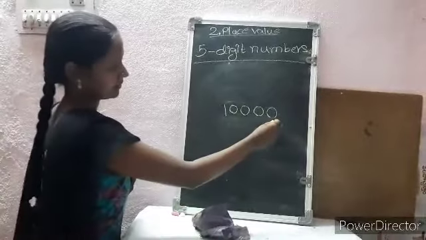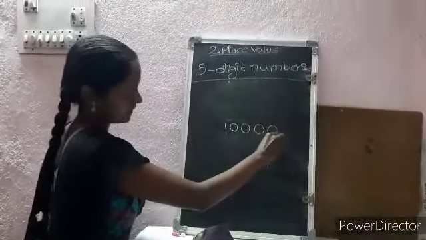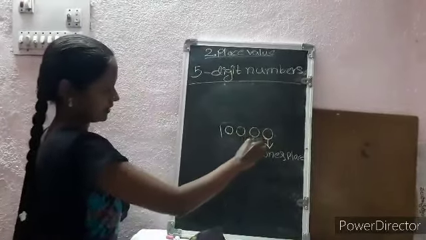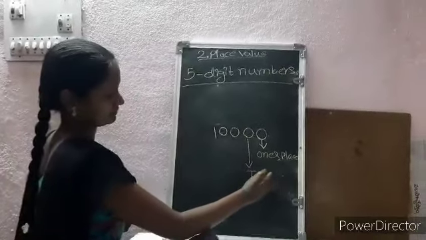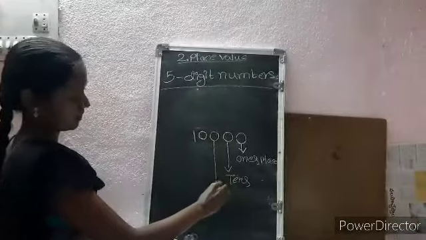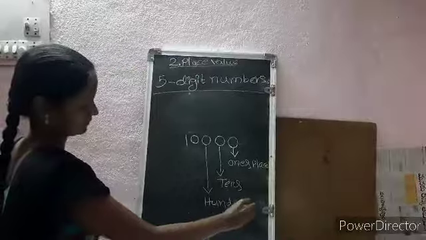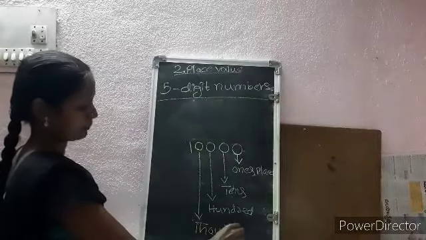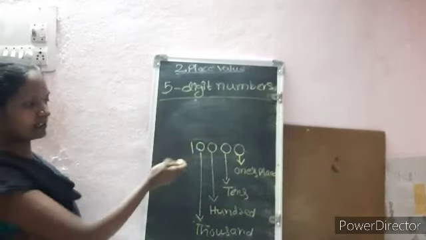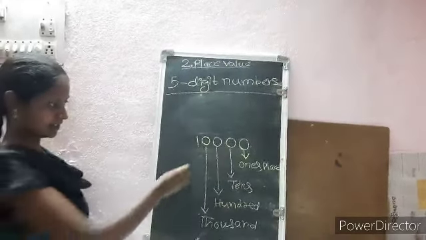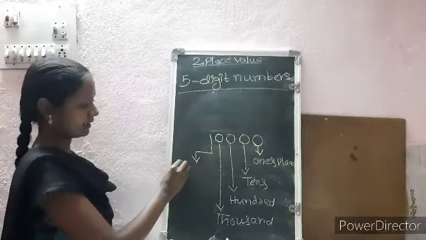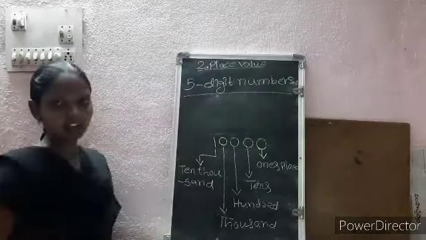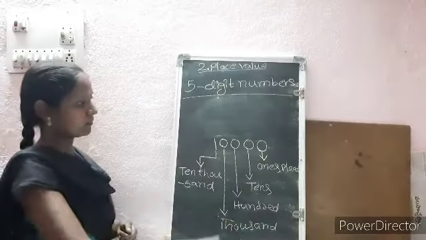Now we apply the place values to this number from the right side. Here, 0 is in which place? 1's place. Next 0 in which place? 10's place. Next 0, 100's place. Here, another 0 is in 1000's place. So, my dear students, here is an extra 5th place. What is the name of the 5th place? The name of the 5th place is 10,000.